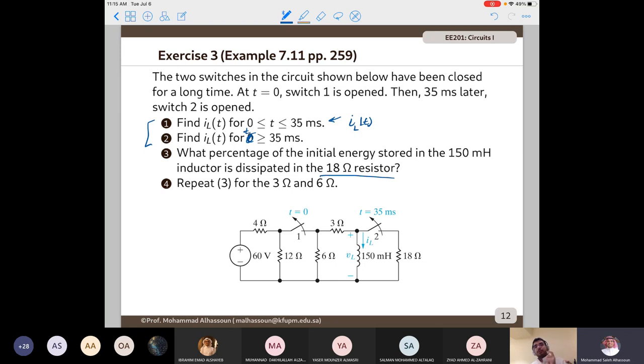So at what interval in time was this 18 ohm resistor actually used? Brahim? Between 0 and 35 milliseconds. Yes, exactly. When t is greater than 35 milliseconds, the switch is open, so the 18 ohm resistor has been disconnected.